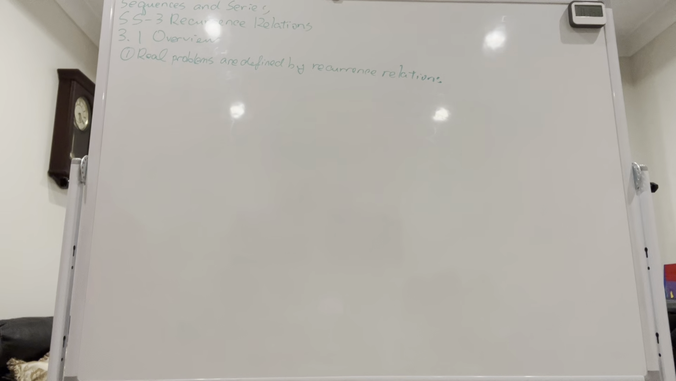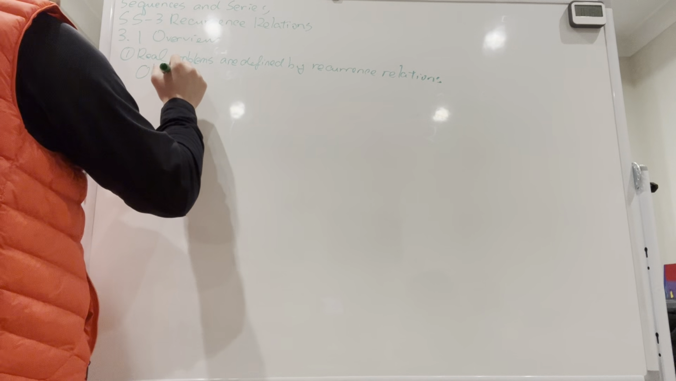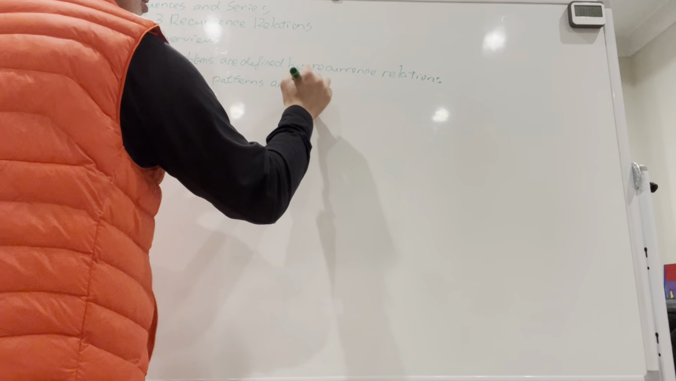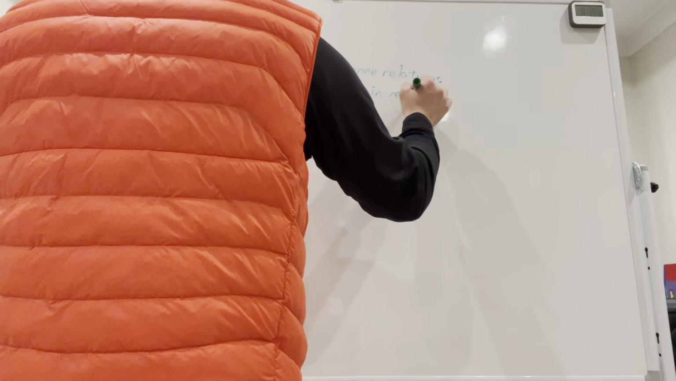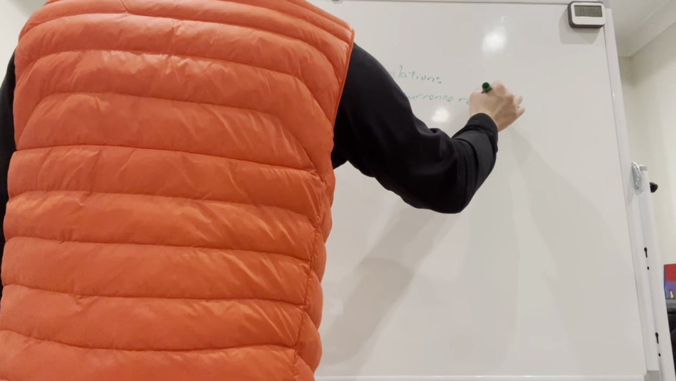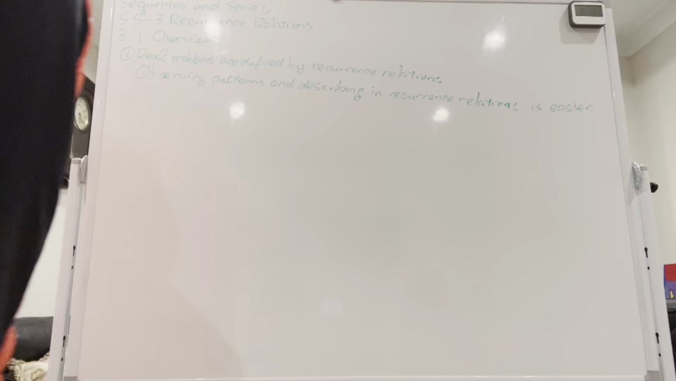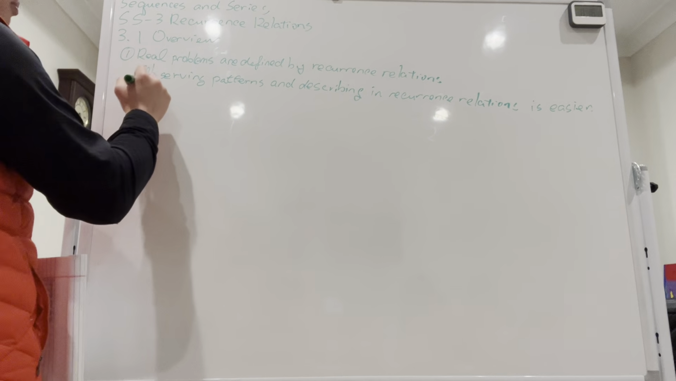Now, as you figured out from last week's homework, the one that you just got graded, observing patterns in those kinds of sequences and then describing it in recurrence relations is easier. Do you remember in the homework, when you tried to come up with the formula? That's actually pretty hard. But if I just ask you, can you describe the relation? Oh, it is the previous term plus 6, the previous term plus 8, the previous term plus 10. It's actually a lot easier. But finding the formula is the hard part.